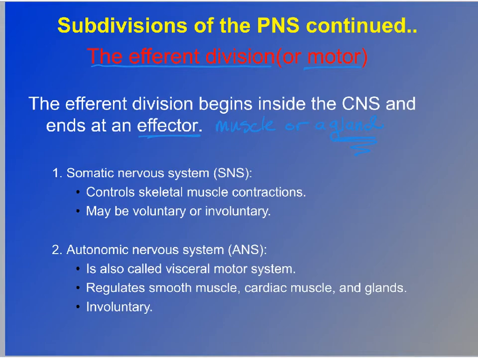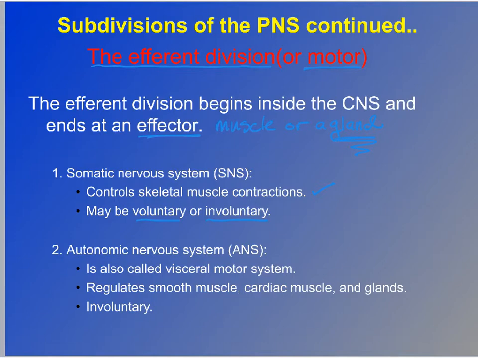So let's consider the different places in the body that motor information may go to. Well, motor information can travel out to skeletal muscle, and that would control skeletal muscle contractions. These aren't always voluntary, sometimes they're involuntary, for instance, like in a reflex.